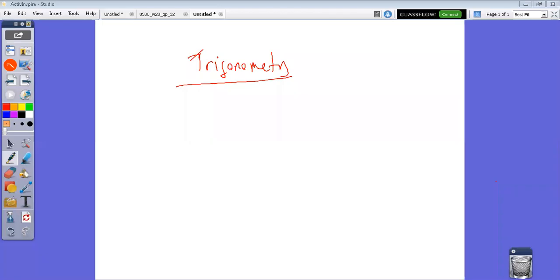So new topic, trigonometry. Let's start. Now, under trigonometry, there are three things. This is the last topic before exams. Pythagoras theory.